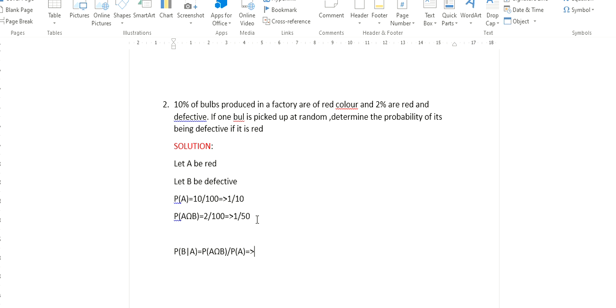That is 1 divided by 50, into, what is the probability of A? 1 by 10. Dividing by 1 by 10, after taking the reciprocal, you will get 1 divided by 5 as the answer. So the probability of the bulb being red and defective equals 1 by 5. You can simplify and write it, or you can keep it as it is.